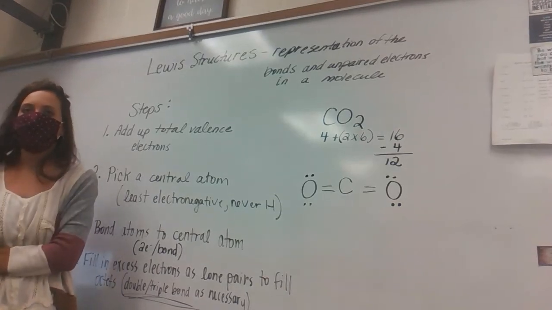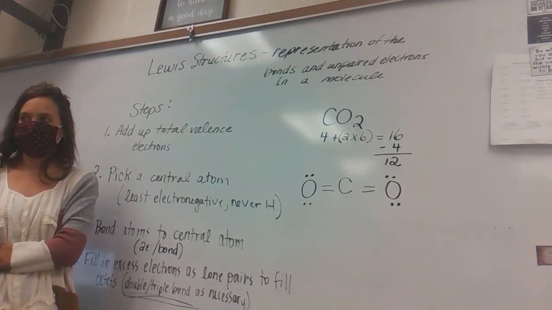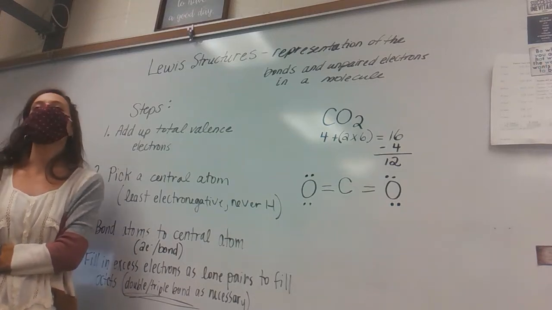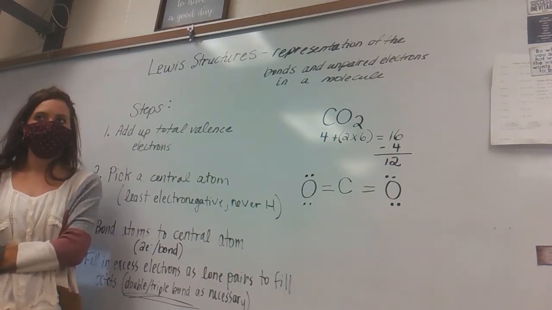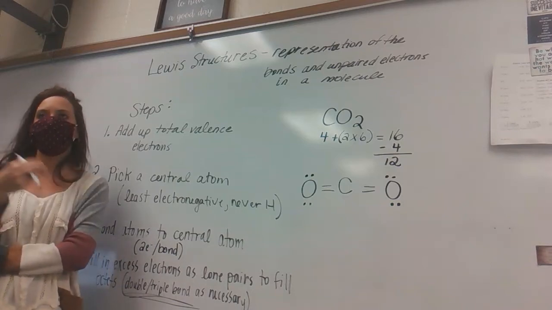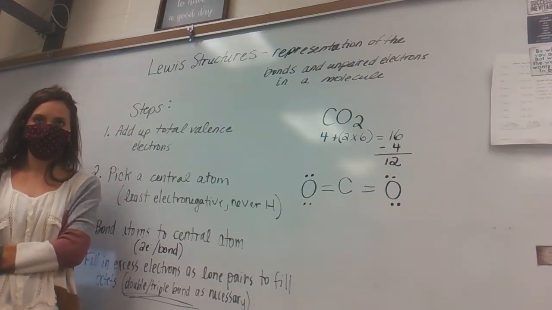The only time you have to double and triple bond is if you've run out of electrons and you have not filled all the octets. Then you're going to need to move electrons into double bonds or triple bonds.